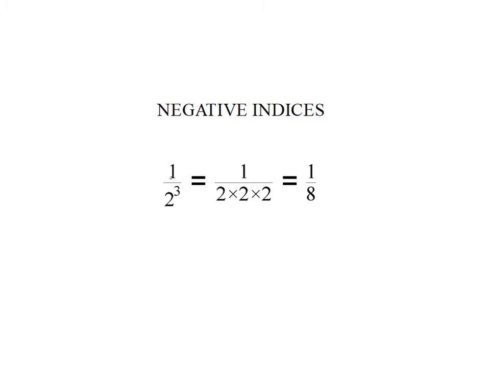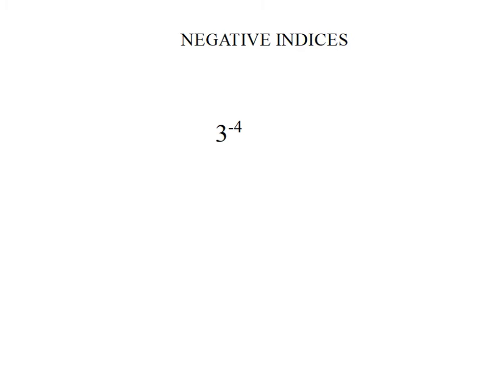Well, here we have it again, 1 over 2 to the power of 3, which means 1 over 2 times 2 times 2, which will give us an answer of 1 over 8, because 2 times 2 times 2 equals 8. Let's look at another example to prove it.